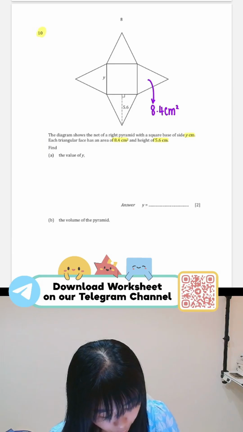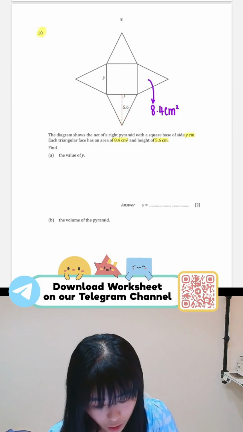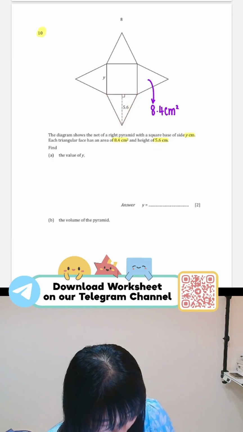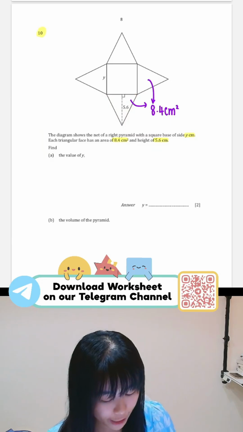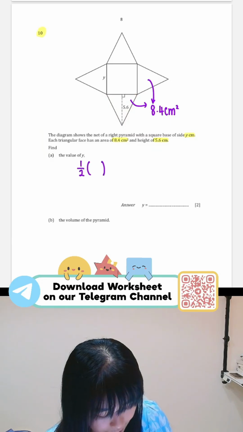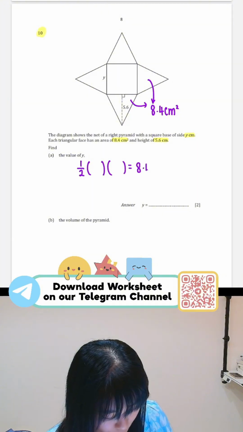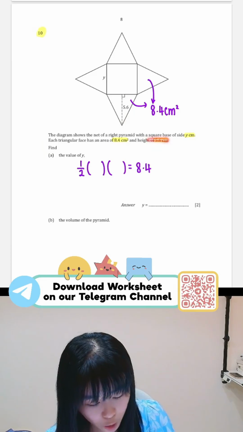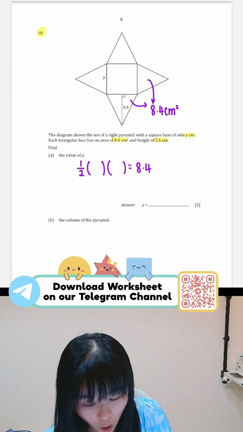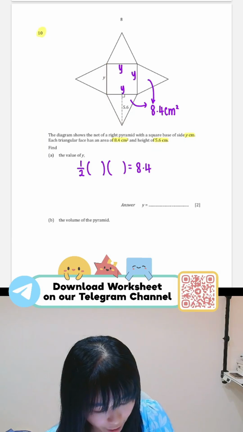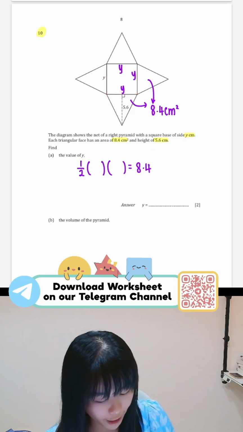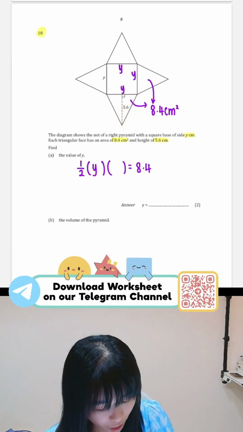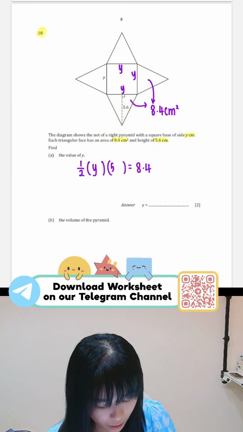So the height is 5.6, they already mark out for us also 5.6 here. We know the area is 8.4, and for a triangle, half times base times height will give you the area 8.4. Since they tell us this is a square and the side is y, all the lengths are the same. It's going to be y and y and y. So you will know your base is a y, correct, everybody? Your base is a y and your height is a 5.6. So you just need to sub in like this.